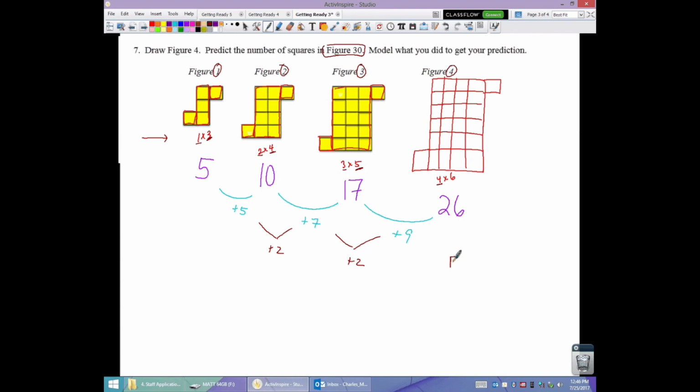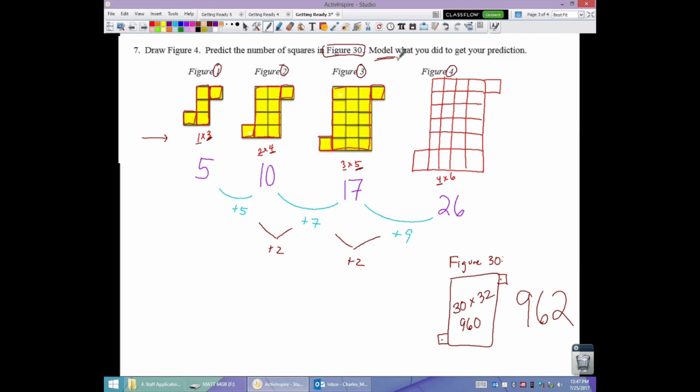So if I went to figure 30, it would have a 30 by 32 big rectangle plus one on the top right and one on the bottom. So 30 times 32, if I multiply that, is 960. That's how many little boxes would be in the large rectangle. And then add 2 more. So 962. So that's one way to model it.